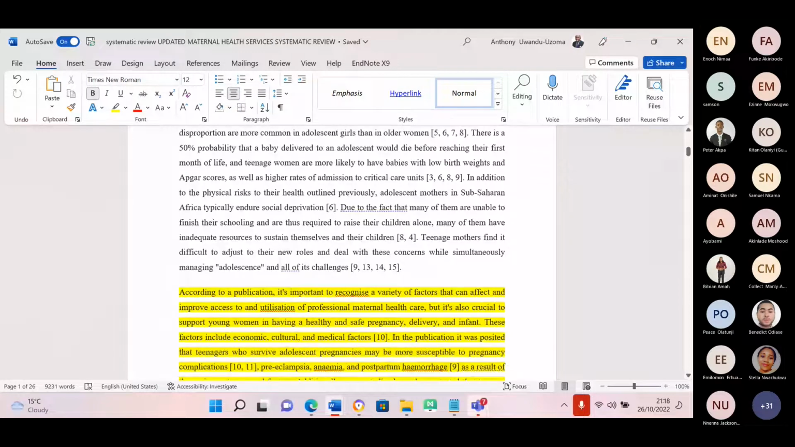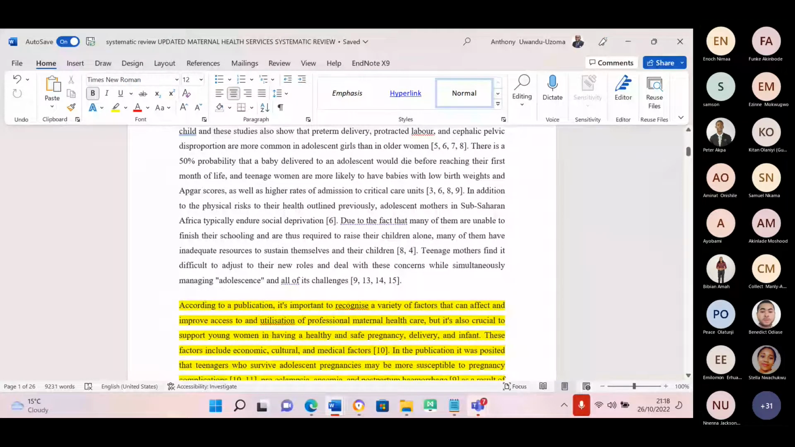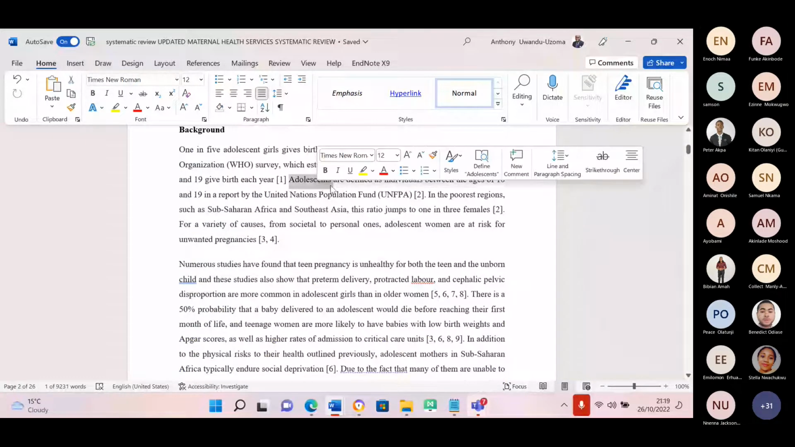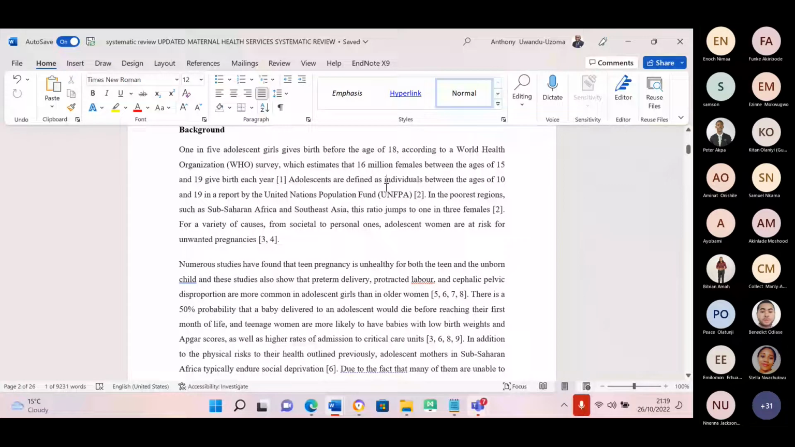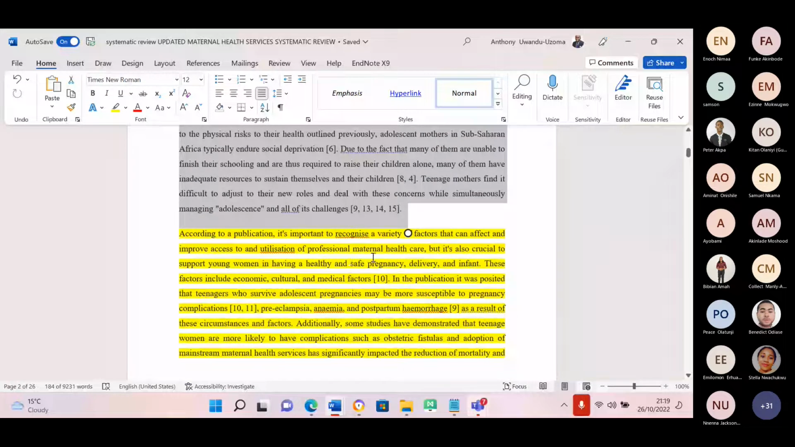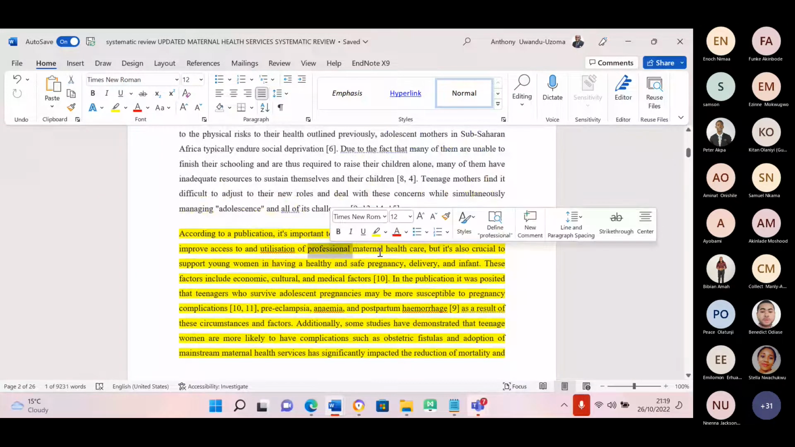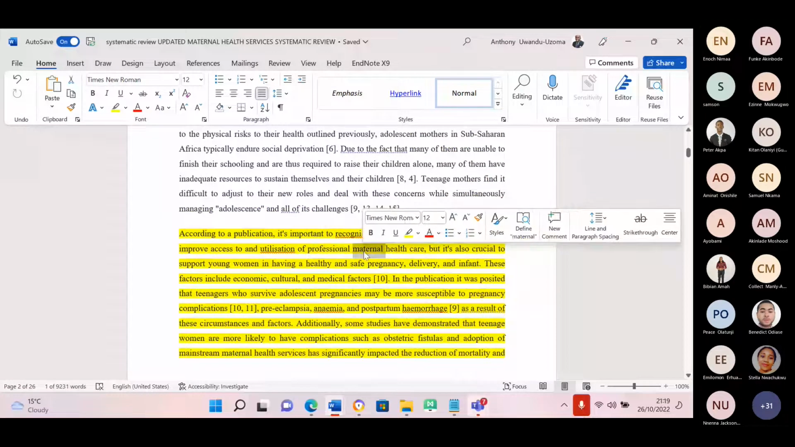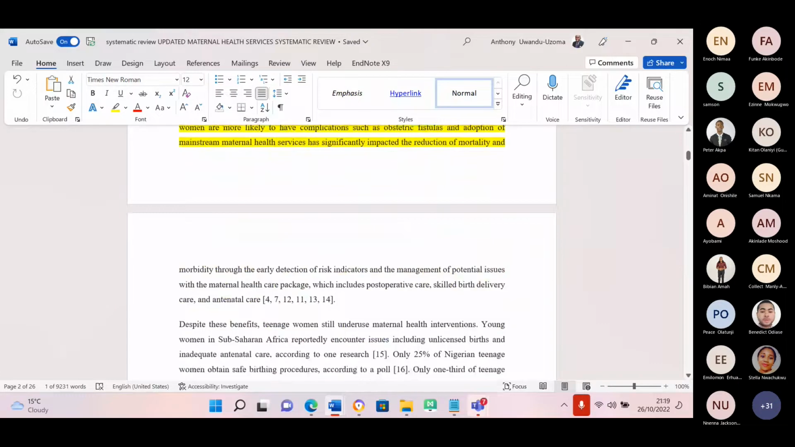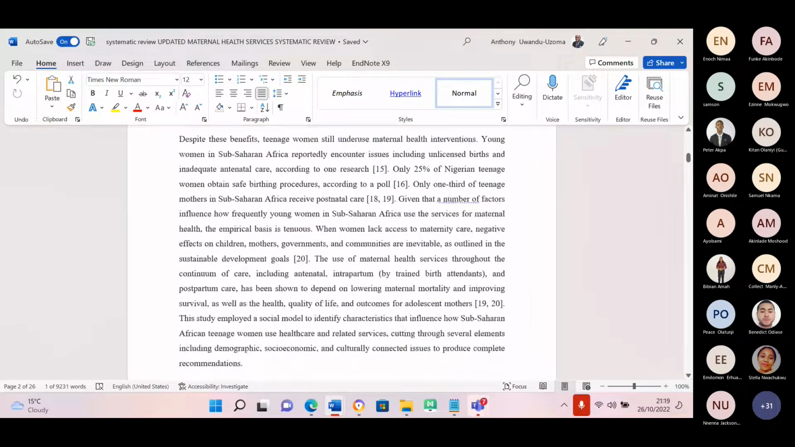So let us see. Here is about adolescents, defined as such. Then this is about teenage pregnancy. Are you seeing that? Now here I'm seeing professional maternal health care. So what are the various services for maternal health services? Let's see whether we see them.